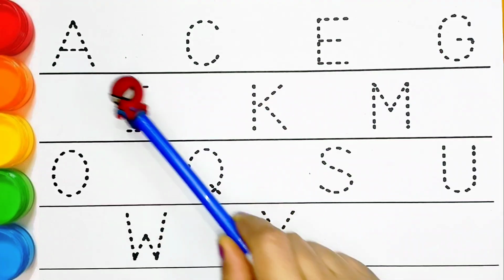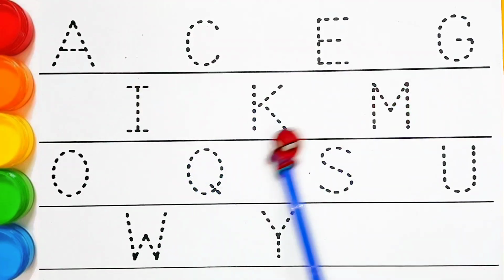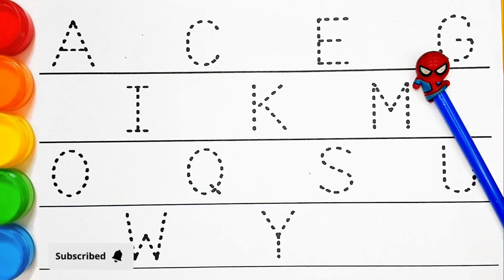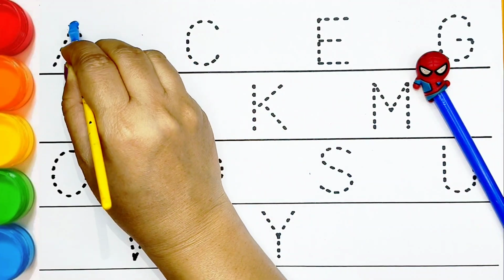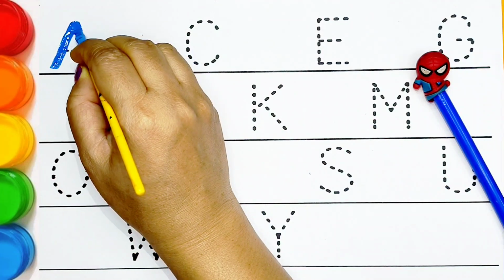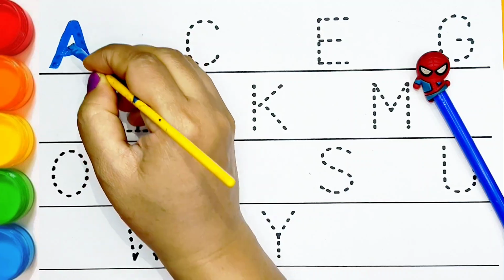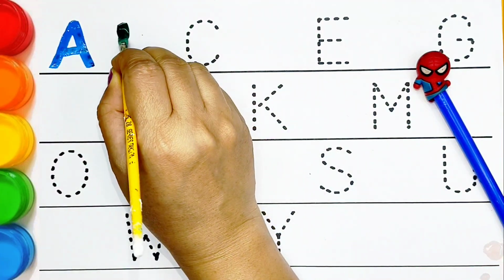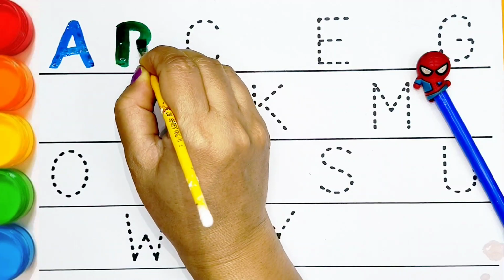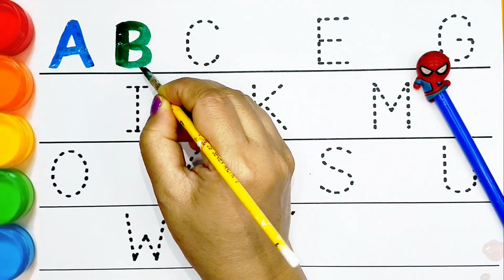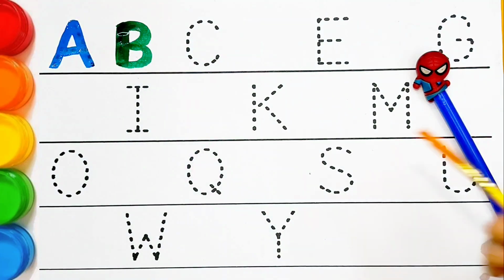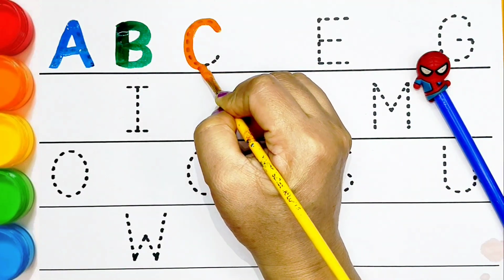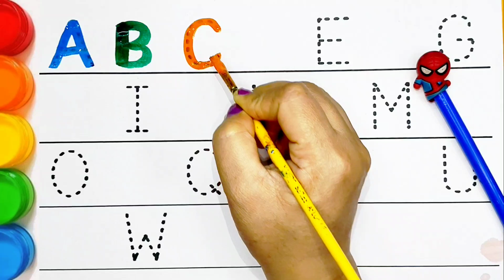Hello everyone. Today we are learning the alphabet A to Z and color names. Sky blue color. A. A for apple. Dark green color. B. B for banana. Orange color. C. C for cat.